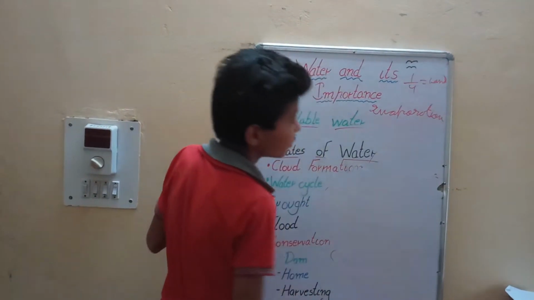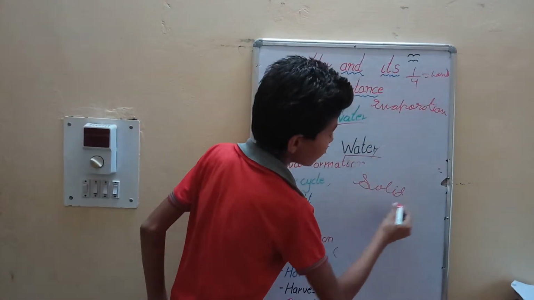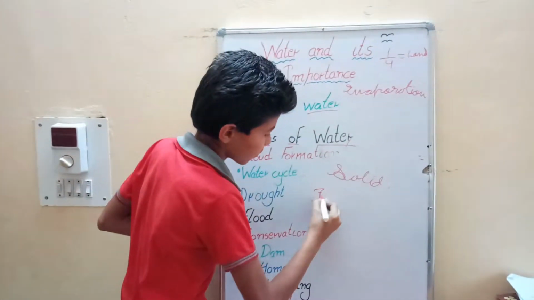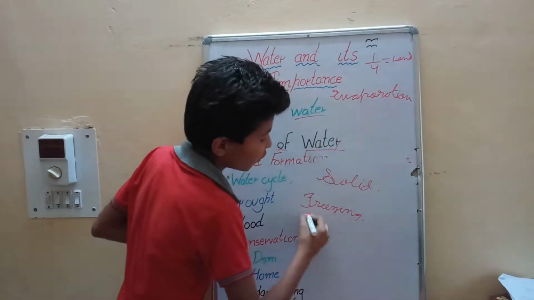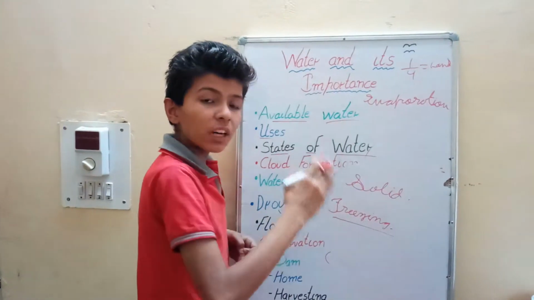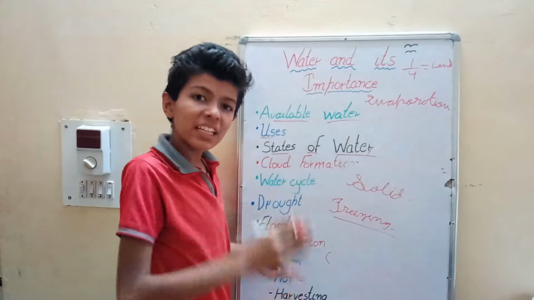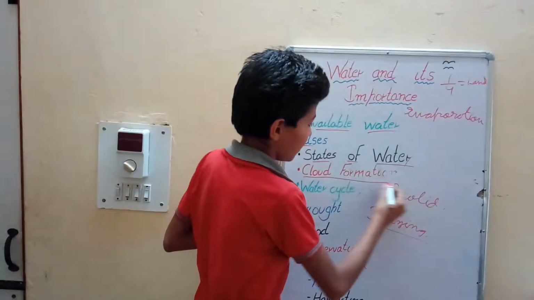Now we can get a solid from liquid by the process of freezing. What is freezing? Freezing is a method of converting the water droplets into the solid form by decreasing the temperature. Now, cloud formation.